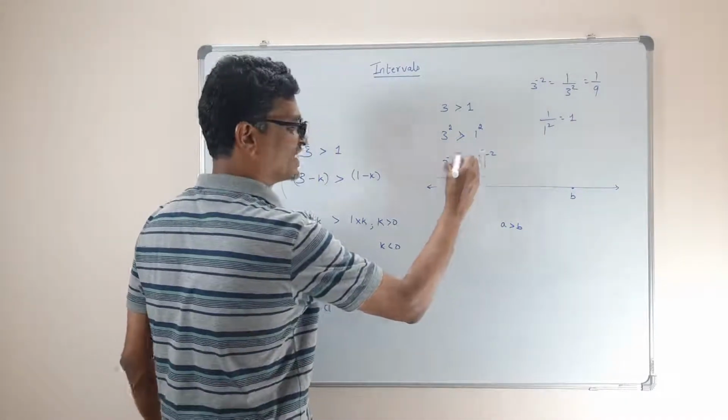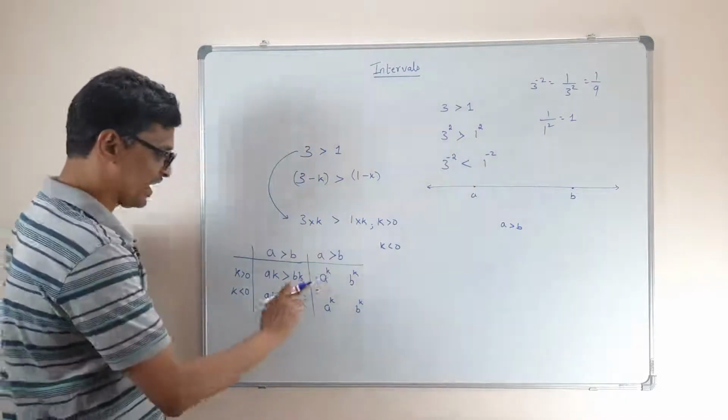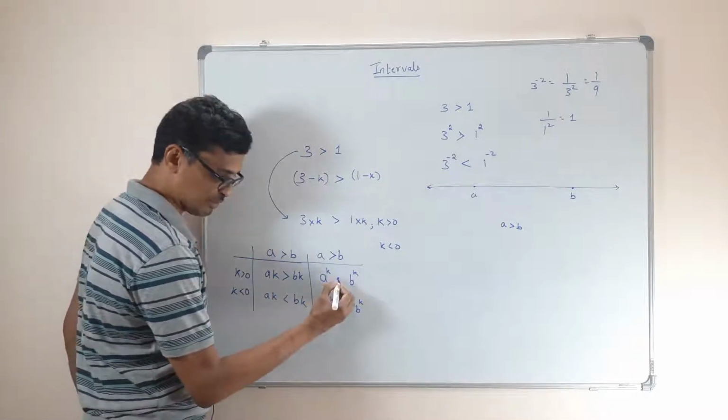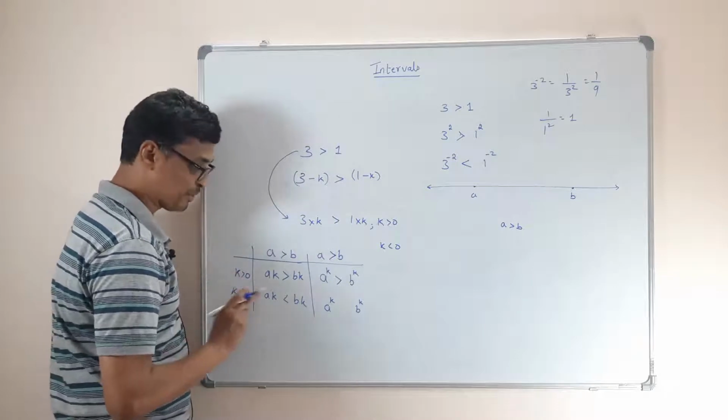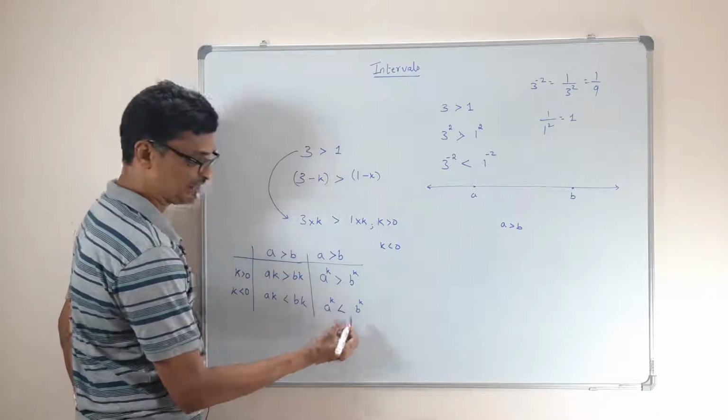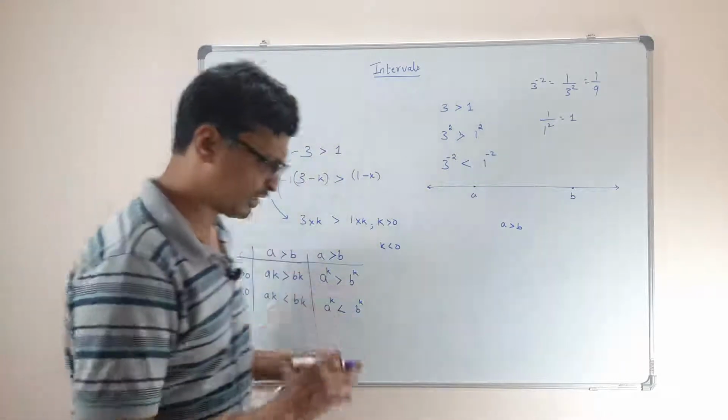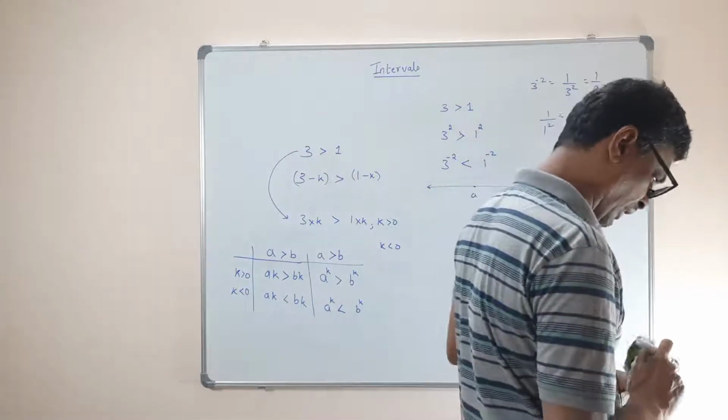It will reverse. So a power k will be greater than b power k if k is positive. A power k will be less than b power k if k is negative. This is all about the equalities and inequalities of real numbers.